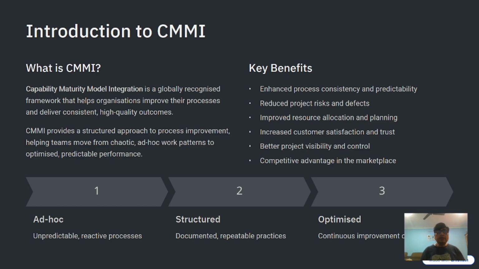Whenever a project starts, it may start with chaotic or ad hoc work, because there isn't any structured way to execute the projects. It may be structured, it may be unstructured, but mostly when we are starting projects, it is not a structured one. We start with ad hoc things.